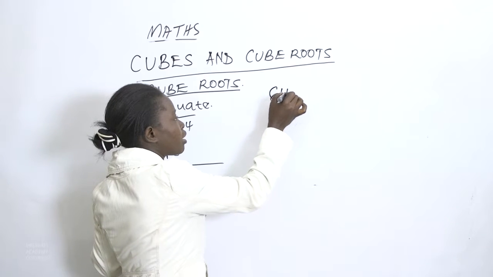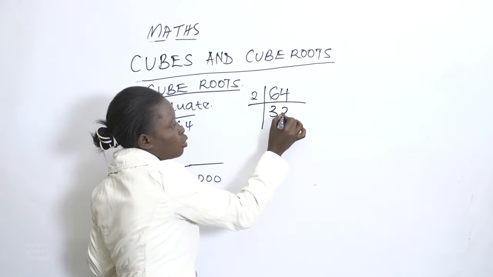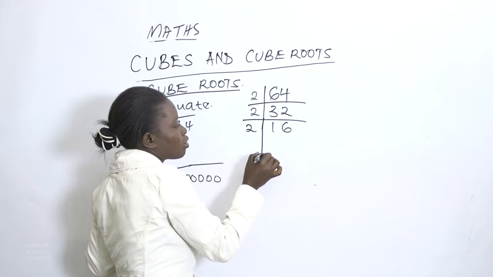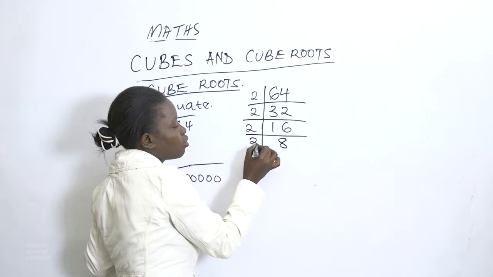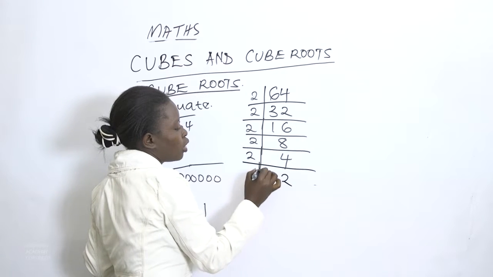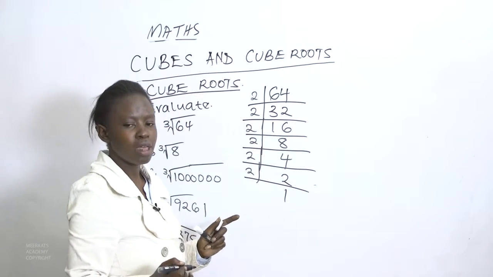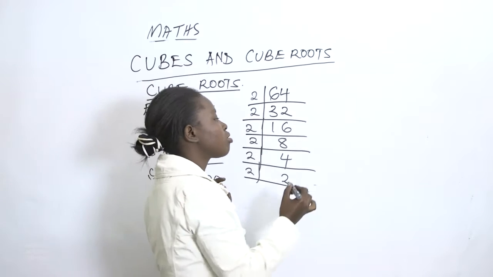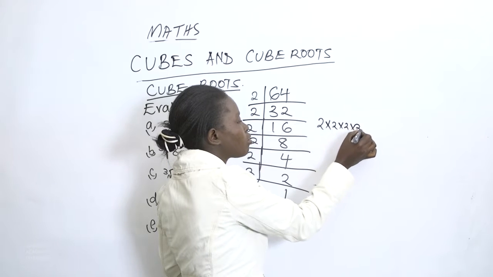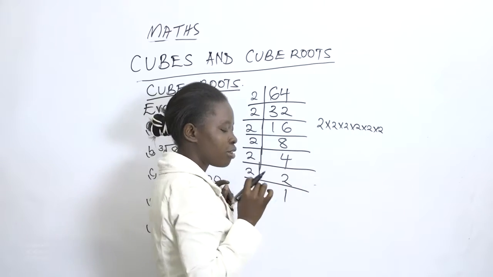Getting the prime factors of 64, we get that 2 into 64 is 32. 2 into 32, we have 16. 2 into 16 is 8. 2 into 8 is 4. 2 into 4 is 2. And 2 into 2 is 1. So repeatedly, 2 has repeated itself 6 times. It means the prime factors of 64 is 2 times 2 times 2 times 2 times 2 times 2. So we have 2 repeating itself 6 times.